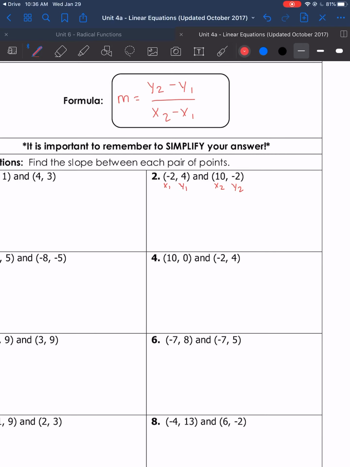So our formula, remember, is m equals -2 minus 4, because that's y2 and y1, over 10 minus a -2. So -2 minus 4 is going to give me a -6. And then 10 minus a -2 will be a plus, so that'll become a +2, which becomes a 12. So I have -6 over 12, which becomes -1/2.